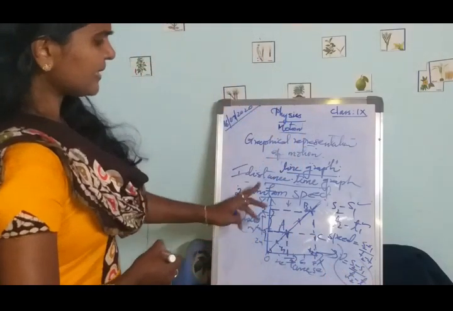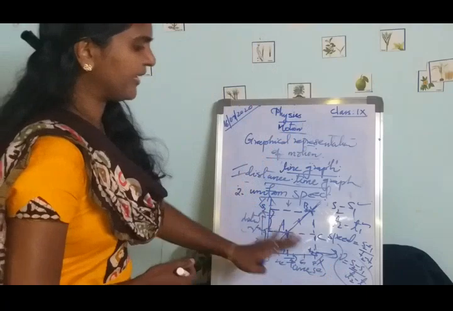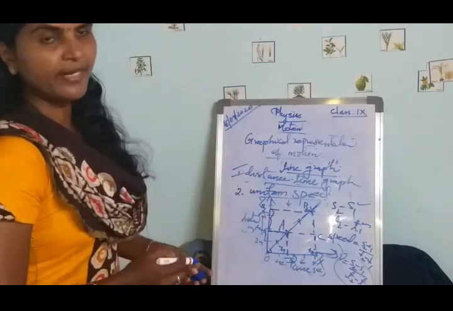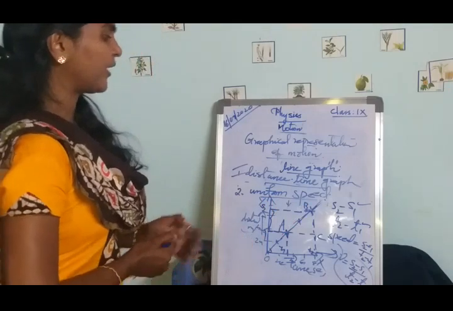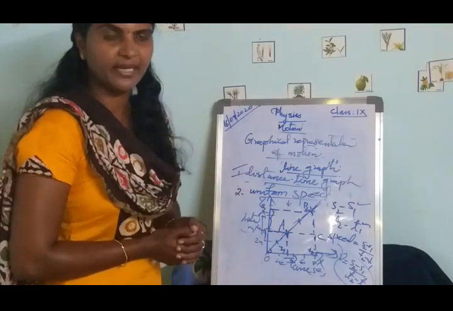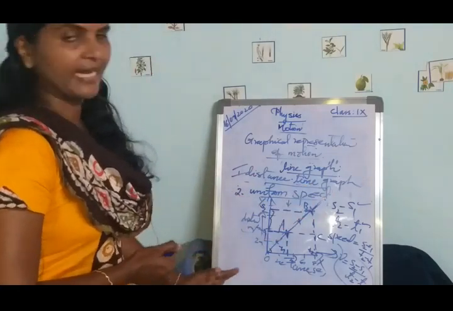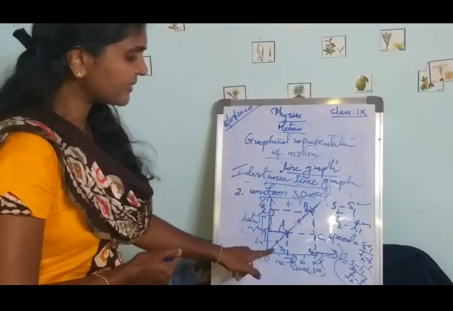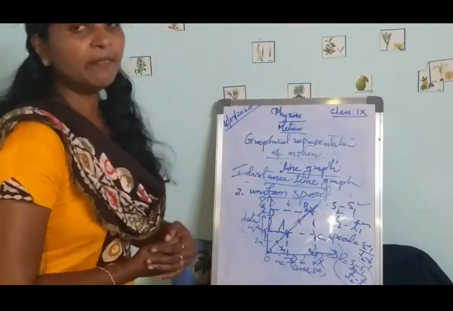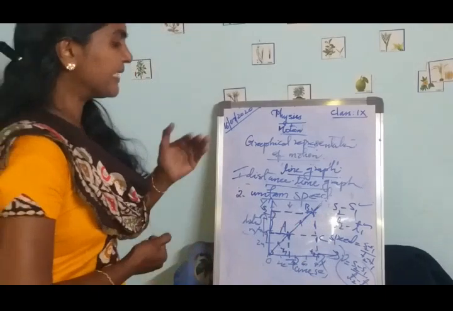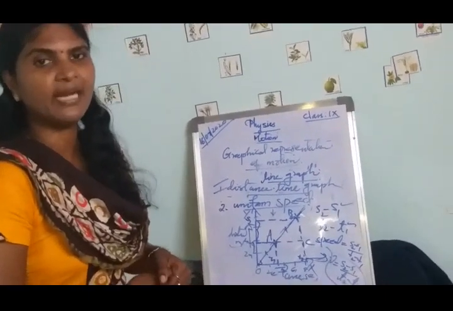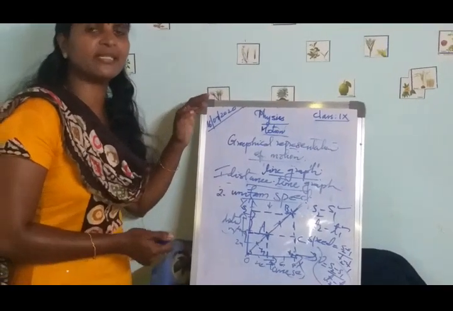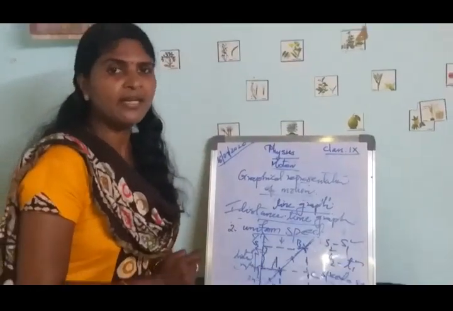That is, using the distance time graph we can calculate the speed of an object. Then what is the nature of the distance time graph for an object in uniform speed? It is an inclined straight line, a straight line which makes an angle with the time axis. Then what is the significance of this distance time graph? Using the distance time graph we can calculate the speed.